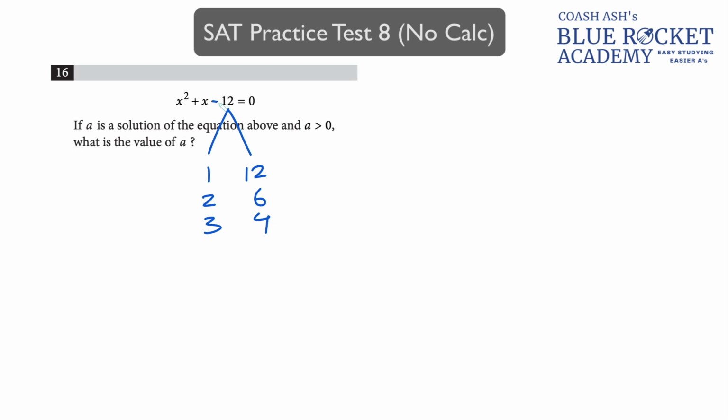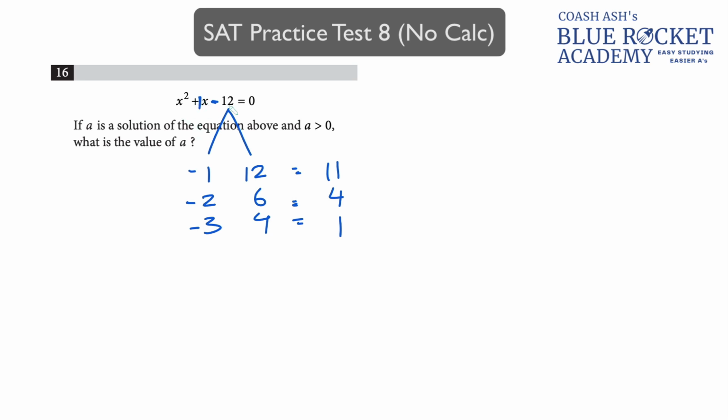Now, because there's a negative here, it means that you should only find the difference of them. So let's say 4 minus 3, 6 minus 2, and 12 minus 1. What is the difference? 11. 6 minus 2 is 4, and 4 minus 3 is 1. Now, that's what you want to check over here. Remember, there's a 1 here, right?